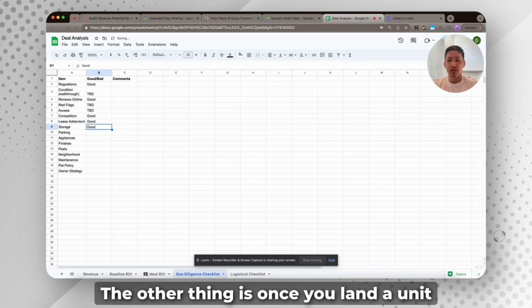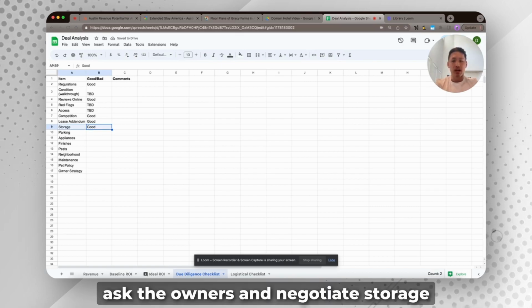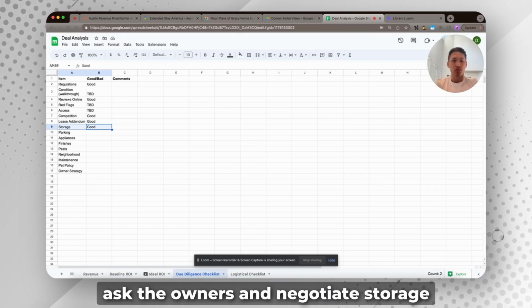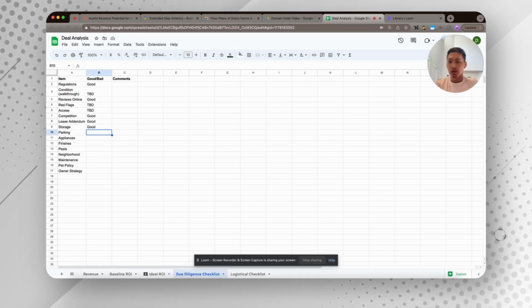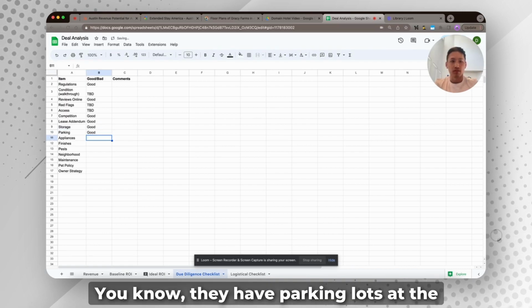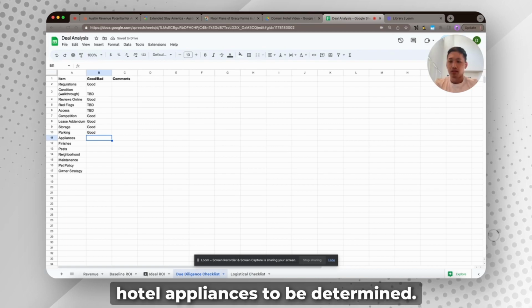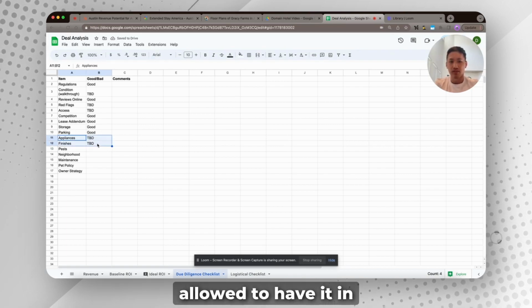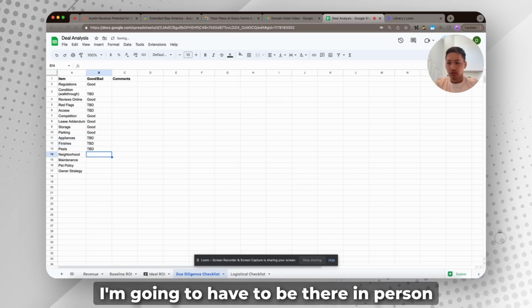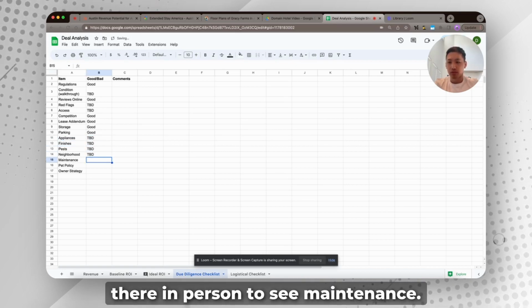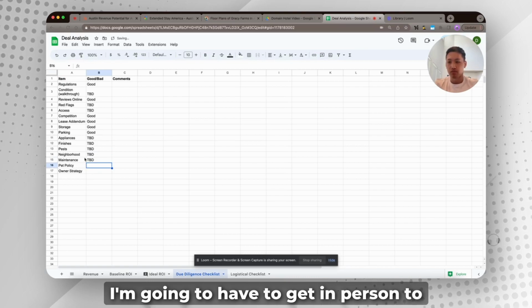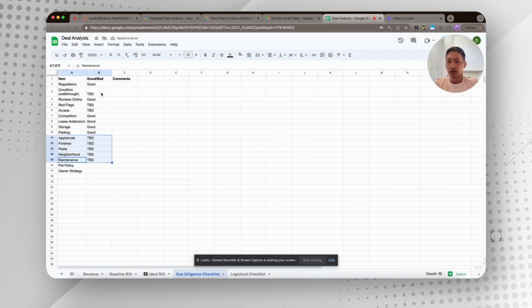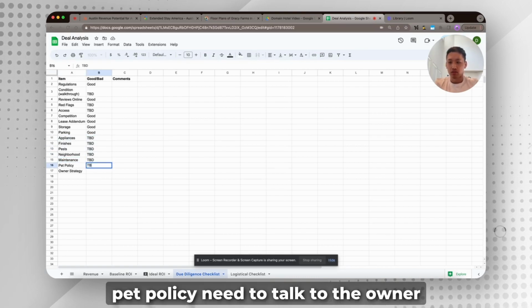Once you land a deal, you can actually ask the owners and negotiate storage space within the actual building. Parking, I know this is good. They have parking lots at the hotel. Appliances, to be determined, I'll check that. Finishes. This is feeding into quality, but I just like to have it in its own row. Pests, neighborhood, maintenance, I'm going to have to be there in person to see. This is all feeding into quality. Pet policy, I need to talk to the owner about, TBD.